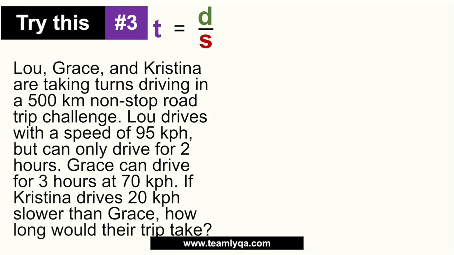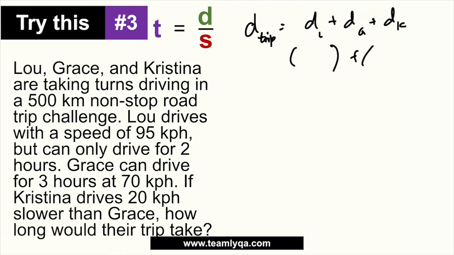Okay, so isolve na natin. Now, this time, tatlo yung players, pero isang biyahe lang. So, iisa-isahin lang natin ito. Now, kahit wala kang complicated formula for this, which would look a little bit like yung distance of the whole trip is equal to yung distance na kinover ni Lou plus distance covered by Grace plus distance covered by Christina. Tapos itong distance na to isosolve mo pa isa-isa. Tapos hahanapin mo yung time. Kahit wala ka na nito, okay, you can still solve this. Okay, i-breakdown lang natin yung mga tanong.